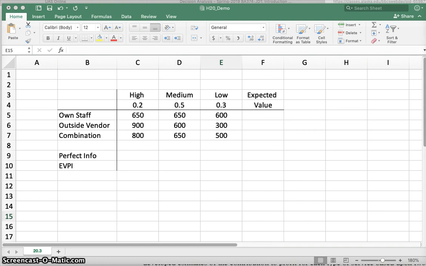So we can see there are different outcomes depending on the situation. So we can have high demand, low demand, or medium demand. And they figured, we'll presume through forecasting methods, that their probability of high demand is 0.2, the probability of medium demand is 0.5, and the probability of low demand is 0.3. So given that, what decision should they make?